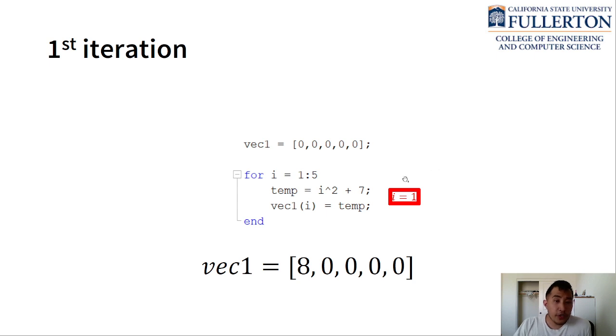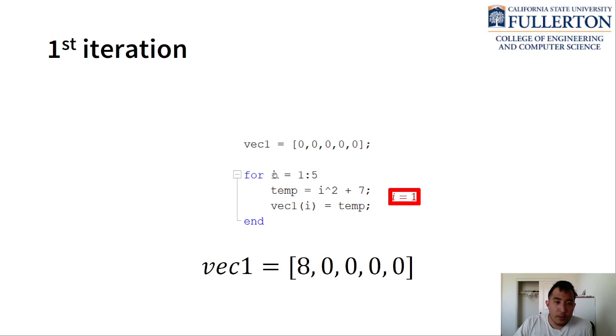After the first iteration, i is equal to 1, and so we plug 1 into this equation right here, and we get 1 squared, which is 1, plus 7, which is 8. And so what we're saying is that vec1 in the first position, since i is equal to 1, is equal to 8.